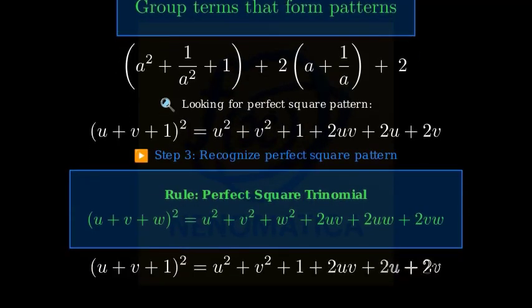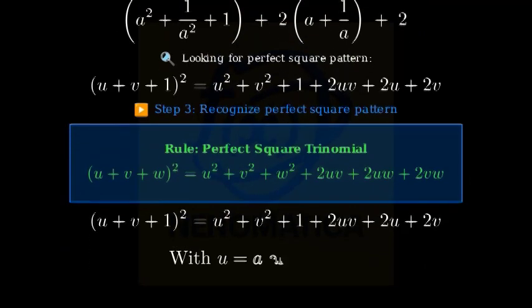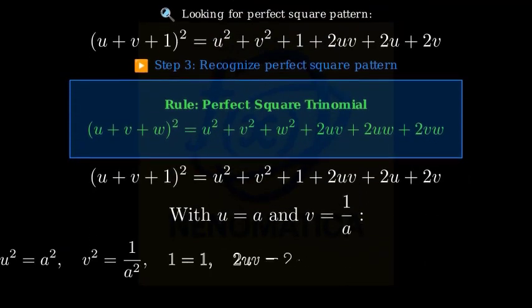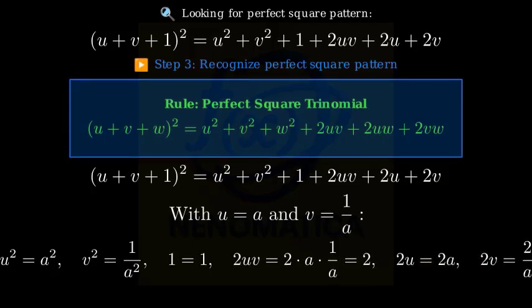Specifically, we can identify that this follows the pattern for the square of a sum with 3 terms, u plus v plus 1 squared. In our case, u is a and v is 1 over a. Let's substitute these values to verify. u squared is a squared, v squared is 1 over a squared, 2uv is 2 times a times 1 over a, which equals 2, 2u is 2a, and 2v is 2 over a.